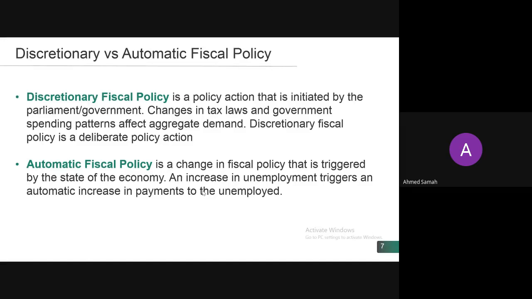This could include, for example, unemployment. If the unemployment rate rises, it could trigger an automatic increase in the payments to unemployed people. For example, with the COVID situation, many employees lost their jobs because of the economic situation. In this case, for example, the US has special unemployment benefit schemes, so when the economy is down, people can apply for unemployment benefit, and the government spends on unemployment benefits automatically. This is automatic fiscal policy.